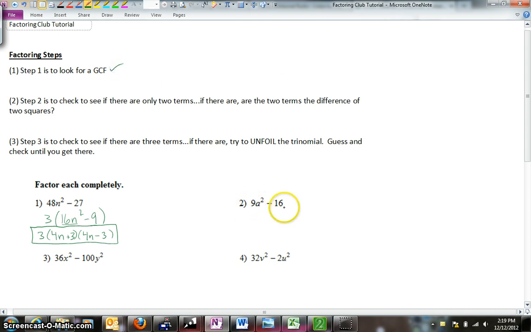Nothing really goes into 9 and 16 other than 1, and so I'm not going to work on that. Is it two terms? It is. Are they the difference of two squares? Let's see, subtraction, perfect square, yup. So this is the difference of two squares. Square root of 9a squared is 3a, so I'll put that here and here. Square root of 16 is 4, put that here and here. 1 plus, 1 minus. I've gone through the steps again, and I'm done factoring this one.